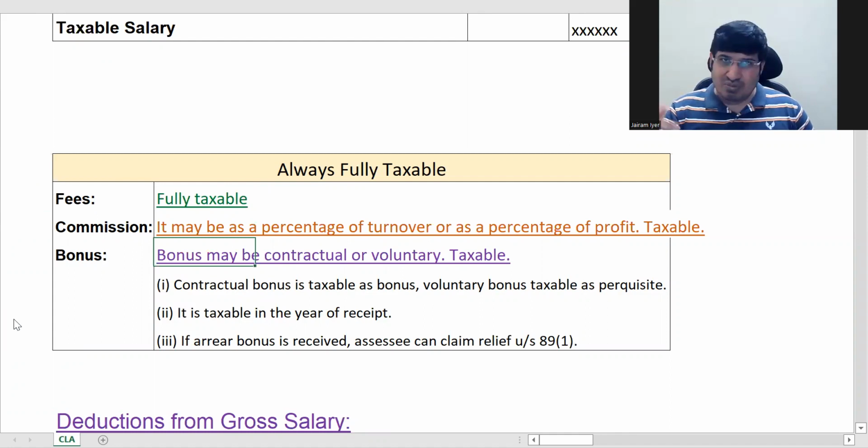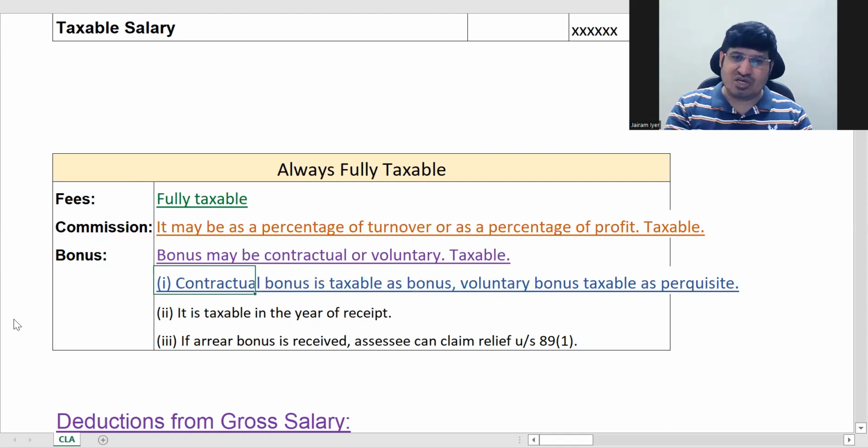Voluntary is basically based on some performance or something you have got. Okay, contractual is which is there in your employment contract, right? In either case, it is taxable, right? Now here, just see, contractual bonus is taxable as bonus, voluntary bonus is taxable as perquisite. ठीक है, फर्क कुछ नहीं पड़ता है, सेम ट्रीटमेंट है, कुछ भी डिफरेंस नहीं है, बस certain things are defined differently. Voluntary bonus is taxable as perquisite. Okay, you will always use the term perquisite while taxing voluntary bonus. It will not change the way it is taxed. Okay, so this is one thing.